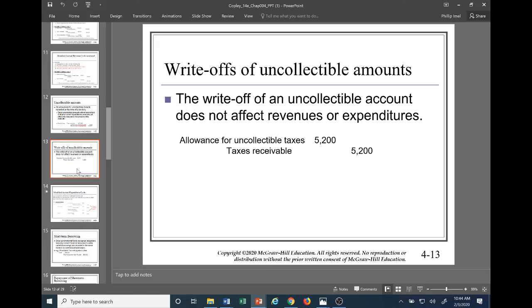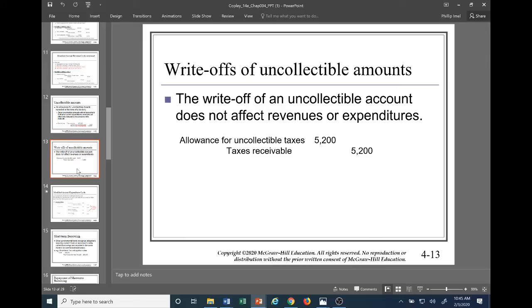When we set up the allowance for uncollectible taxes, it's an original credit, because we're debiting the taxes receivable and crediting the revenue, but the difference of what we find uncollectible is going to be that credit to the allowance. So if we want to write off a tax that we deem uncollectible, for example $5,200 of taxes that we expect to be uncollectible, we're going to get it off the books.